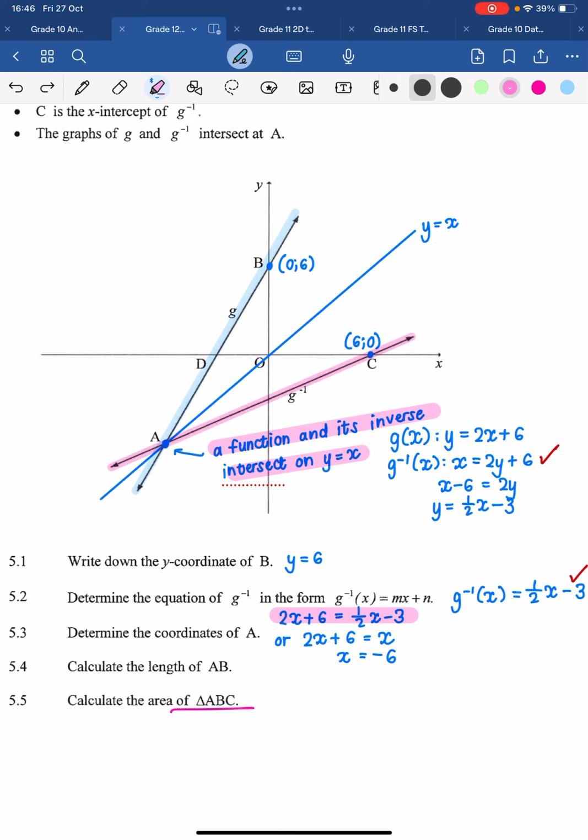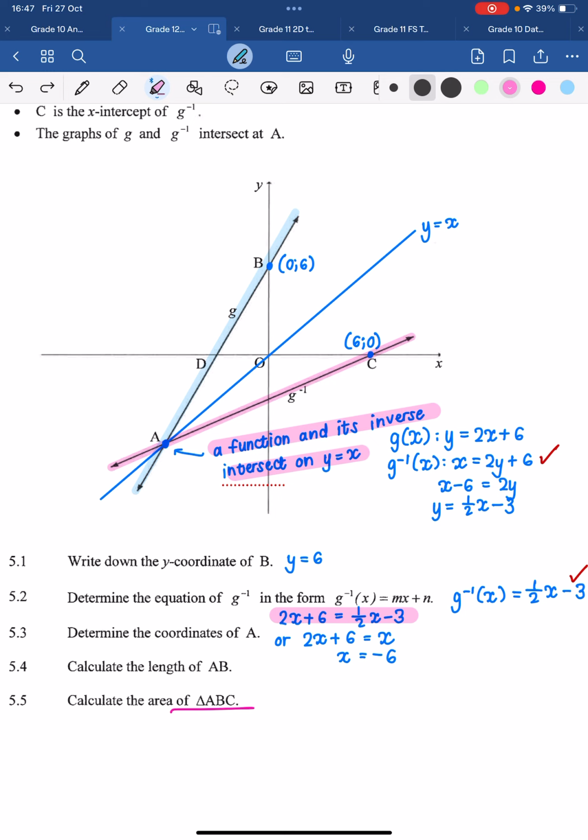Sometimes a graph or a function and its inverse won't intersect, but if they do intersect, it will always be on y equals x. So you can always take one of the two equations and make it equal to x. That's another cheat code for you guys. Much easier to work it out in that way.